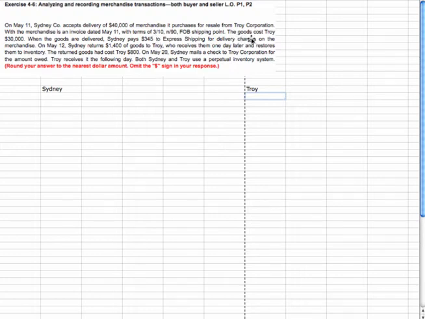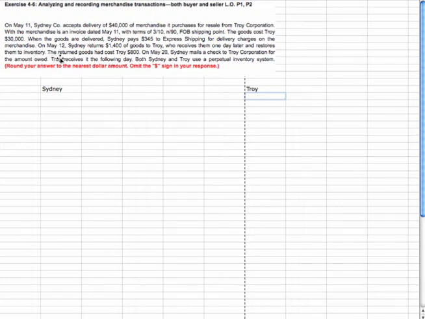The goods cost Troy, the seller, $30,000. When the goods are delivered, Sydney pays $345 to express shipping for delivery charges on the merchandise. In other words, Troy is not charging Sydney for the shipping, the shipping company is. So therefore, this shipping charge is not part of the $40,000 invoice that's been sent. It's a separate payment. Okay? Then on May 12th, Sydney returns $1,400 of goods to Troy, who receives them 1 day later and restores them back to inventory.